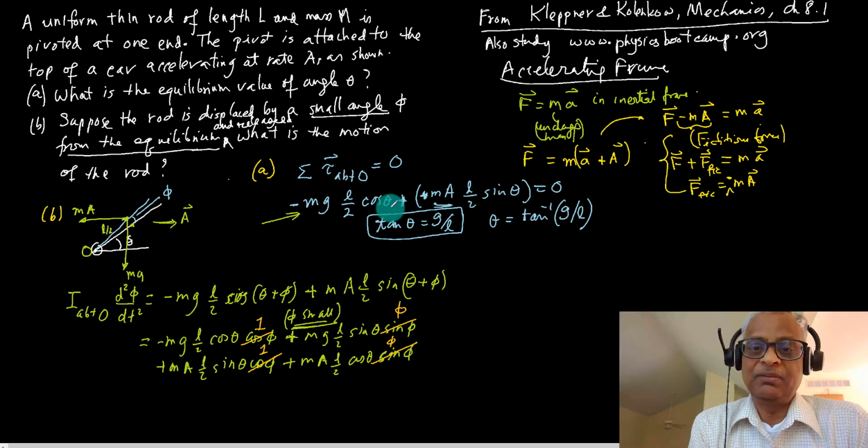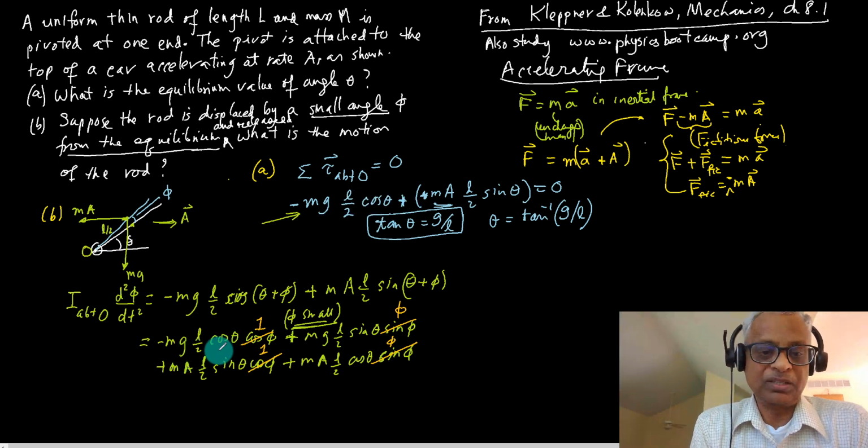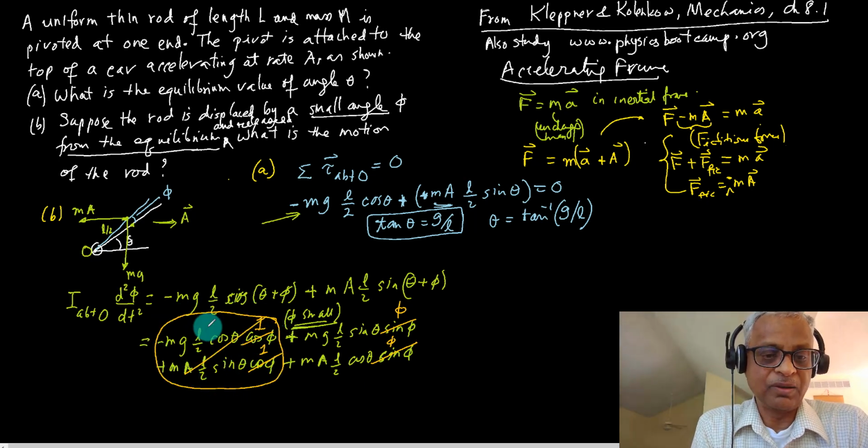you can see that from here this cosine theta and this sine theta, these two terms will cancel. This is 0 by using equation 1. So that's about the equilibrium condition.